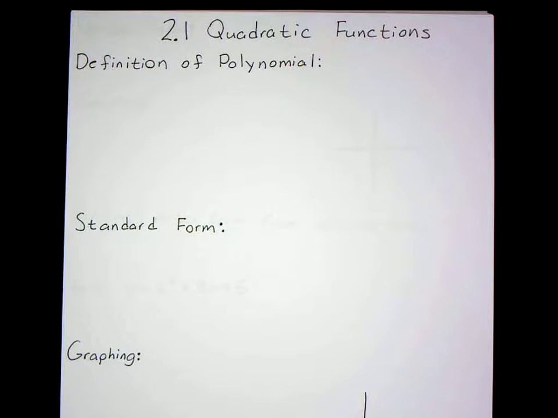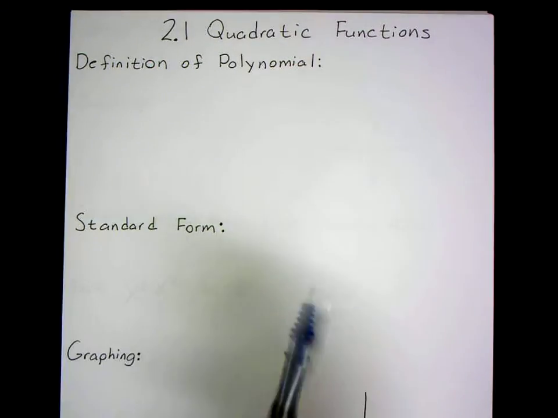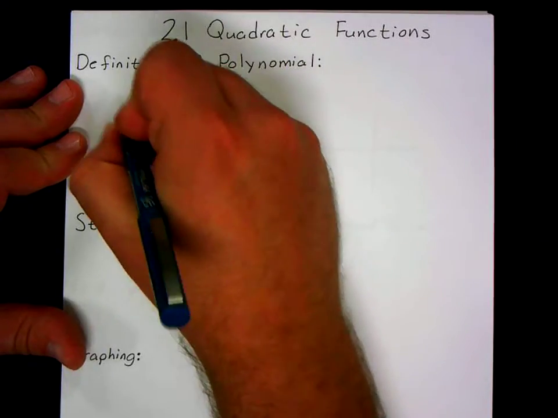Chapter 2 is really not about spending one day on quadratics. Chapter 2 is really over polynomials. So instead of having a chapter over parabolas and then a chapter over the other things, we have just one chapter over polynomials. So that's why we start off with a general definition of polynomials.